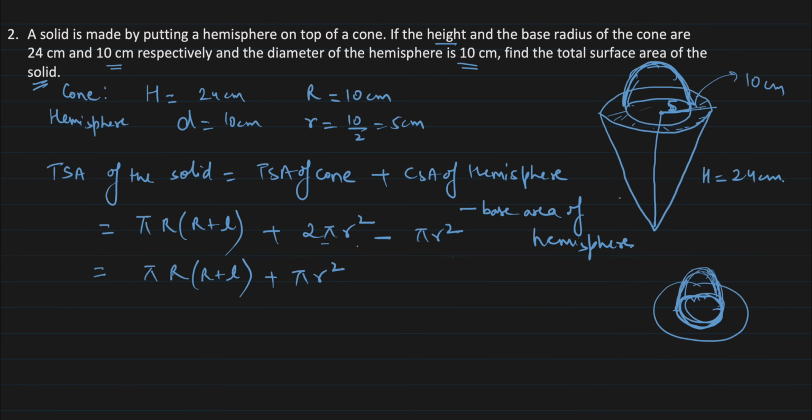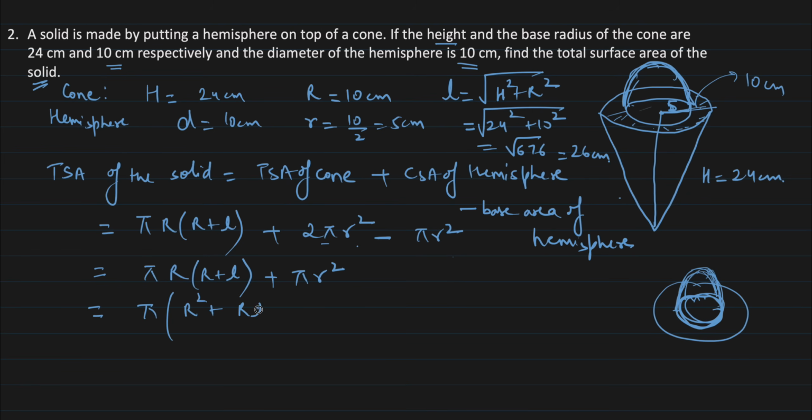Now, before putting the values, we don't have L. So let's calculate L. The formula you know is the square root of h square plus r square. So 24 square plus 10 square, so it will be the square root of 676, which is 26 centimeters. So we got L also. So let's put the values. Pi, I'll keep as it is. R square plus RL plus r square. So pi, what is R square? 10 square, 10 into 26, plus 5 square.